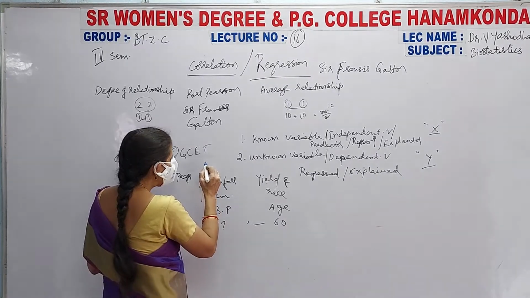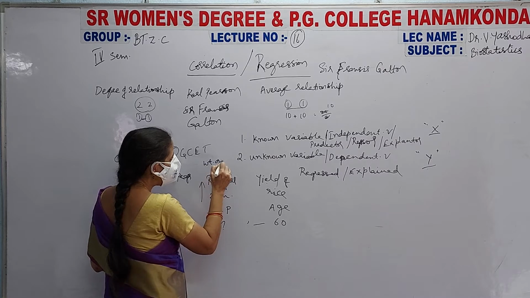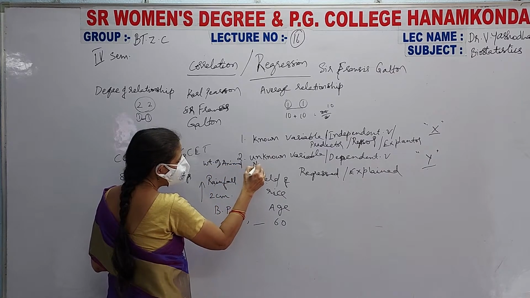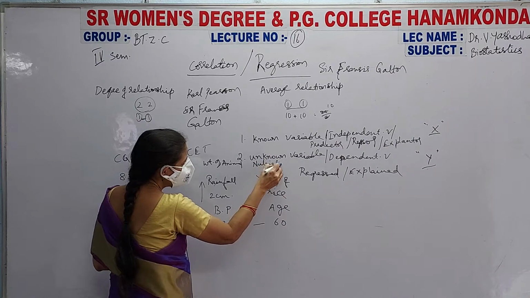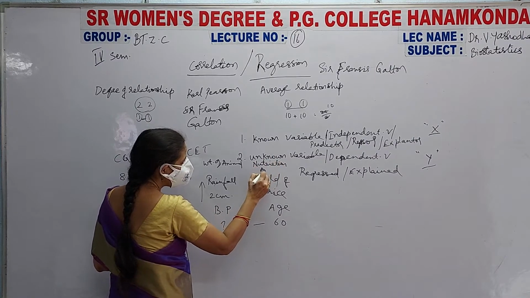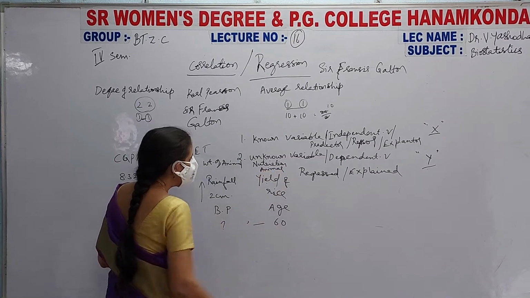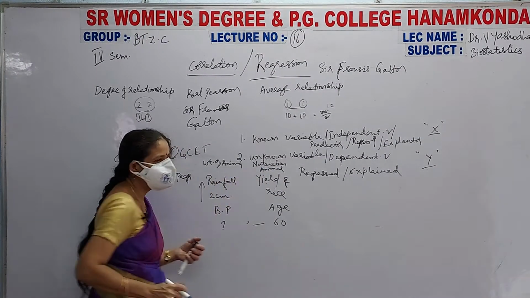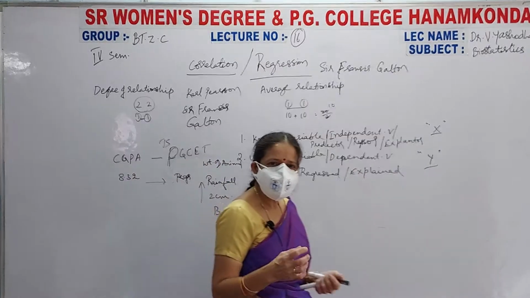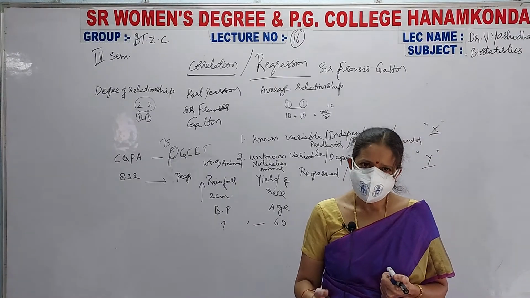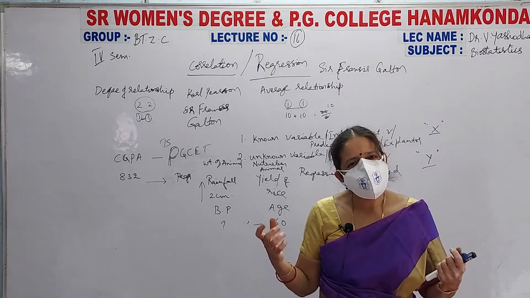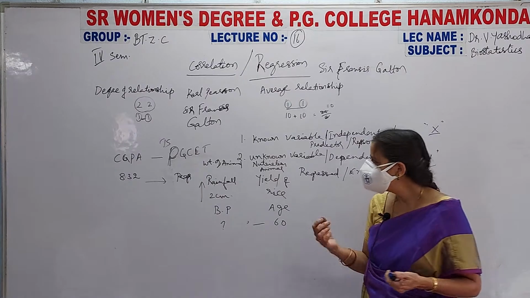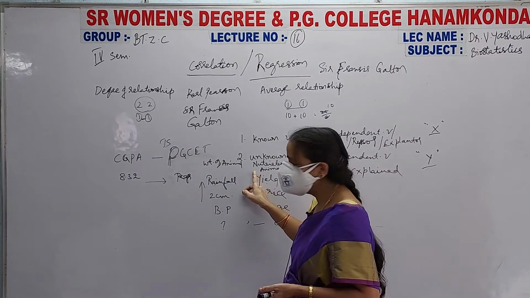Next, weight of animal and nutrition given to the animal. These two are interrelated to each other. That is, if you give nutritious food in the zoo, the animal's weight will be more. If you are not giving nutritious food, the animal's weight will be less. So we know that these two are interrelated to each other.